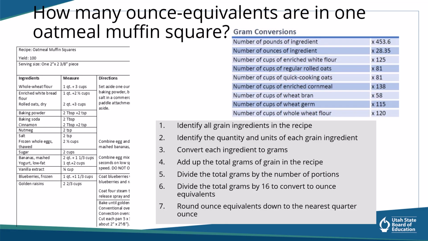Now it's your turn to do some calculations. You'll need a pencil and a calculator. Use the recipe shown, the grams conversion table, and the 7 simple steps to answer this question. How many ounce equivalents of grain are in one oatmeal muffin square?